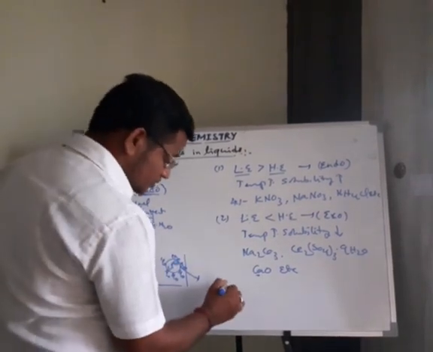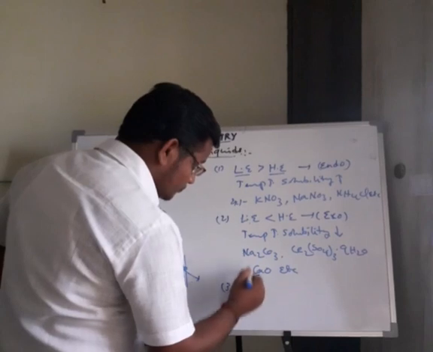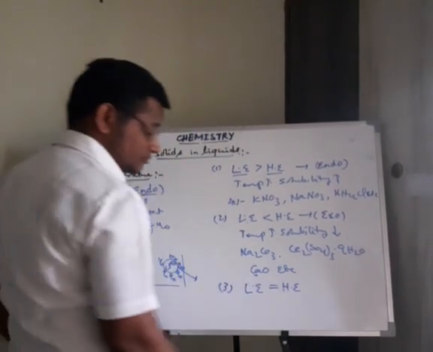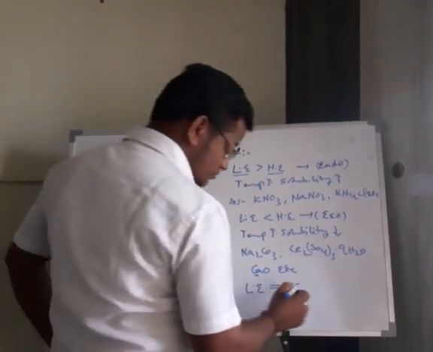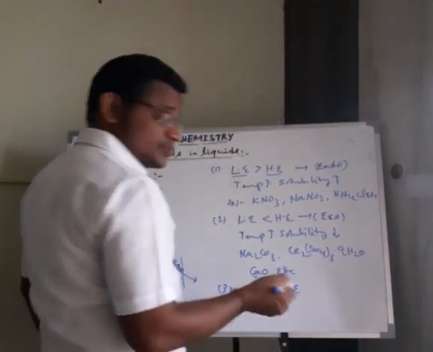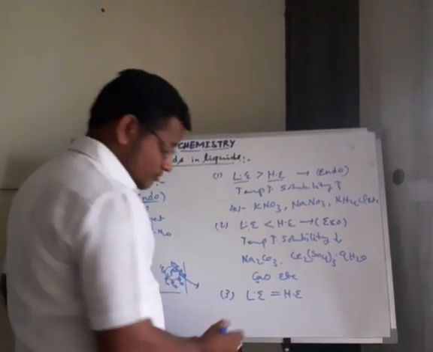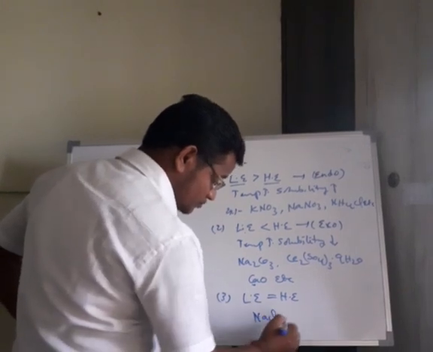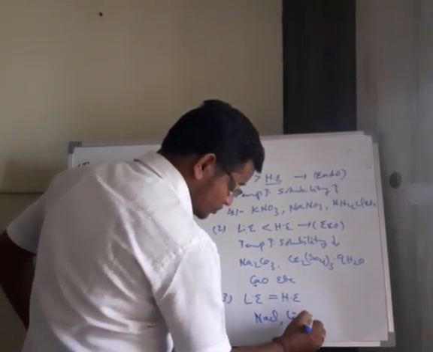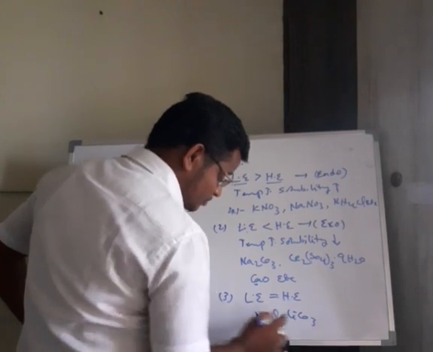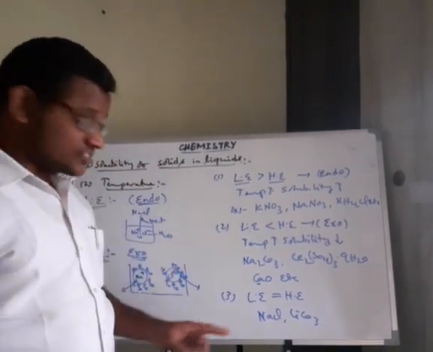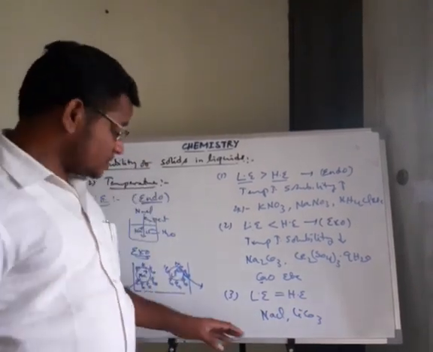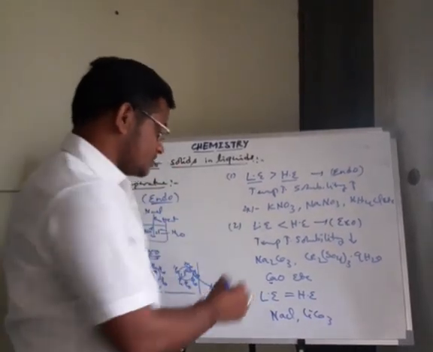For this type of solids, as temperature increases, the solubility decreases. Then the third type: solid solutes whose lattice energy is equal to hydration energy. When this type of solid dissolves in the solution, the temperature is not affected. For example, NaCl and lithium carbonate: temperature has little effect on their solubility. So that is about the lattice energy and hydration energy concepts.